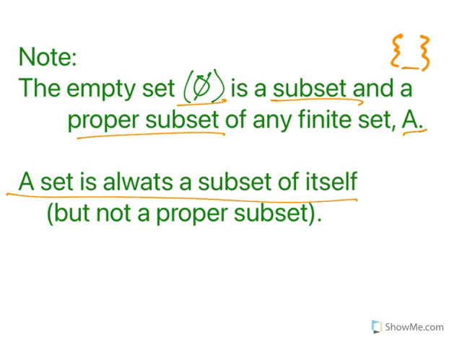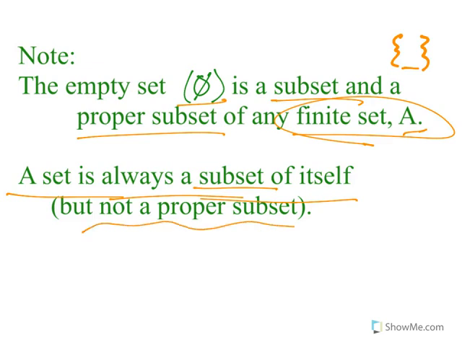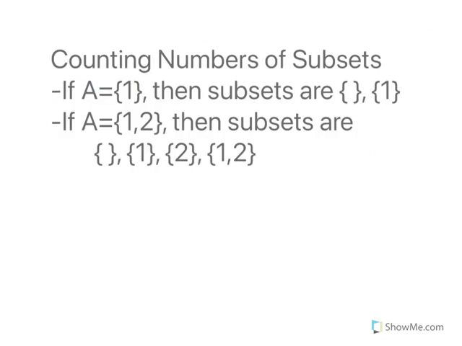And a set is always a subset of itself, but it is not a proper subset. So if we have finite set A, then A is also a subset, but it is not a proper subset, okay? So while an empty set is both a subset and a proper subset, the full set is only a subset. Okay, so now we're going to look at two scenarios of counting subsets.